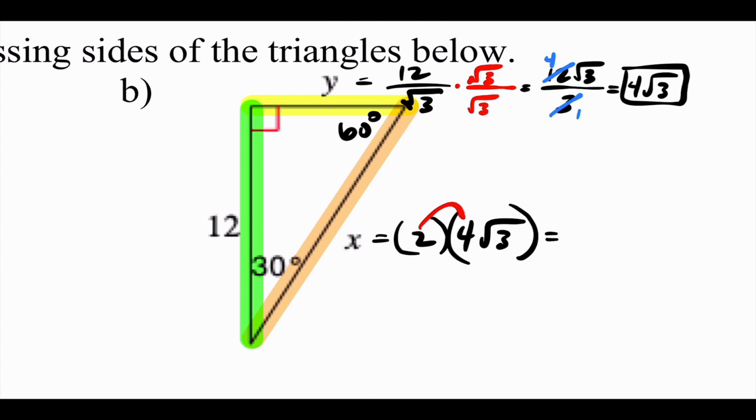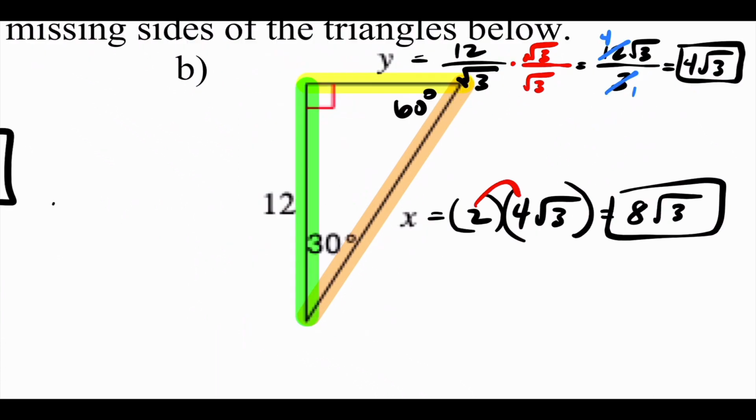can I multiply 2 times 4? Yep. Can I multiply 2 times 3? No, because 3 is on the inside, 2 is on the outside. So I just multiply 4 times 2, and I get 8 square root 3. So the short side is 4 square root 3. The hypotenuse is 8 square root 3. Okay, that's a 30, 60, 90.